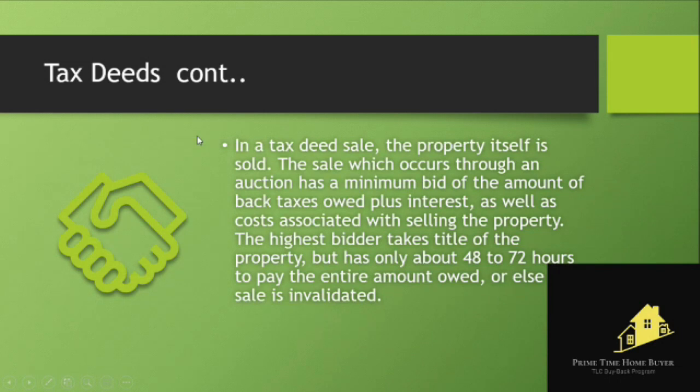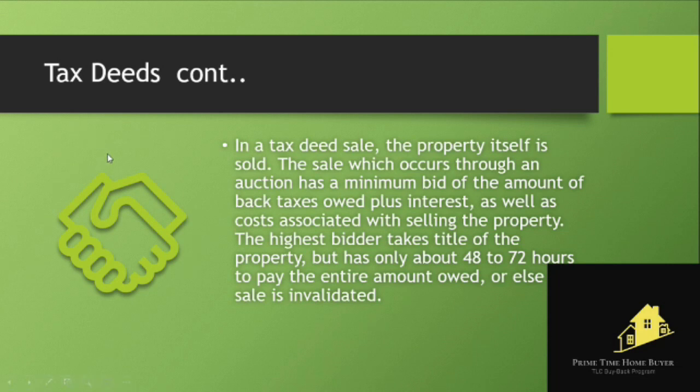Tax deeds. In a tax deed sale, the property itself is sold. The sale, which occurs through an auction, has a minimum bid amount of back tax owed plus interest, as well as costs associated with selling the property. The highest bidder takes the title of the property but has only 48 to 72 hours to pay the entire amount owed, or else the sale is invalidated.